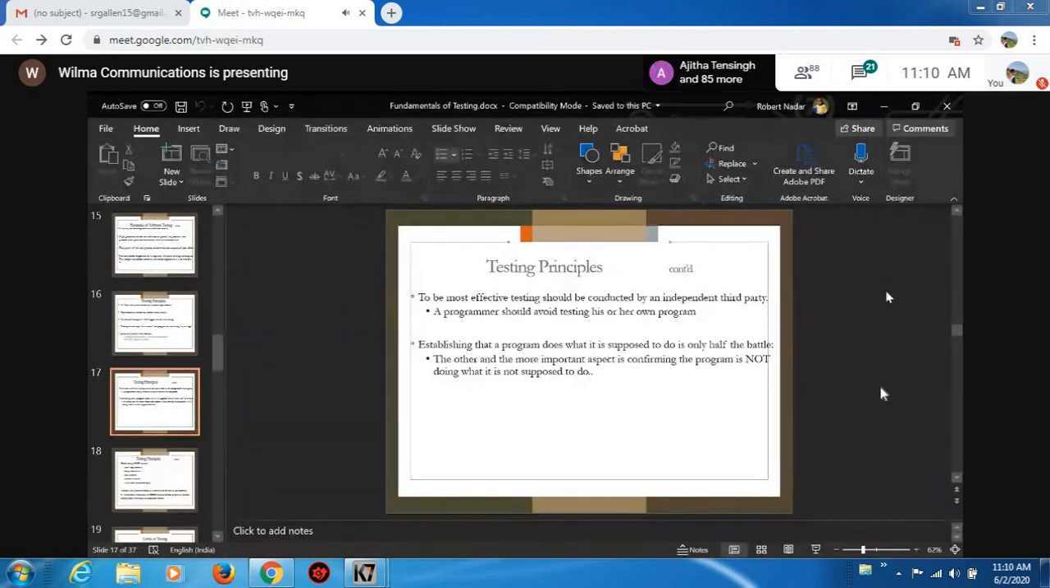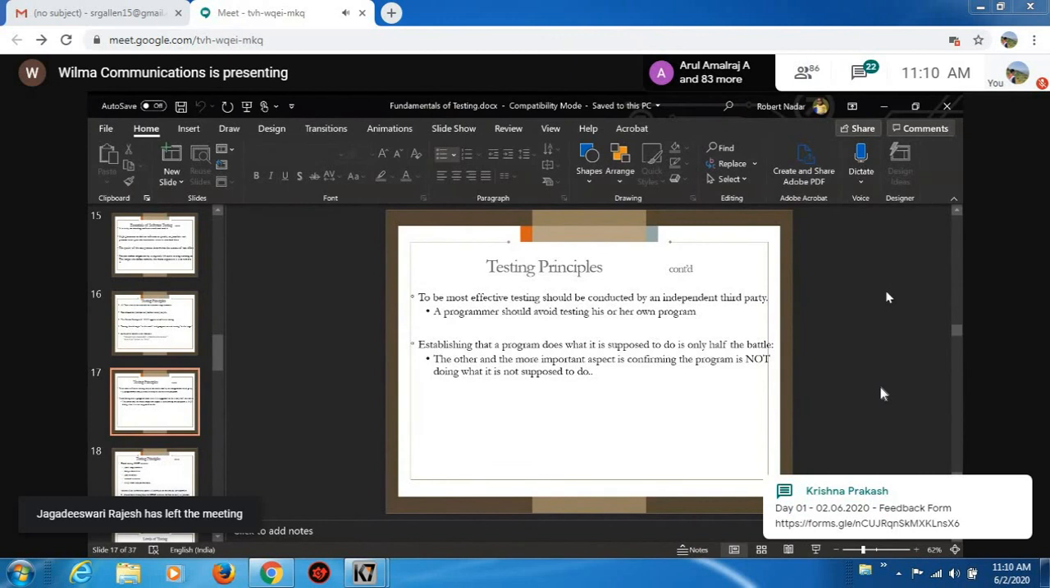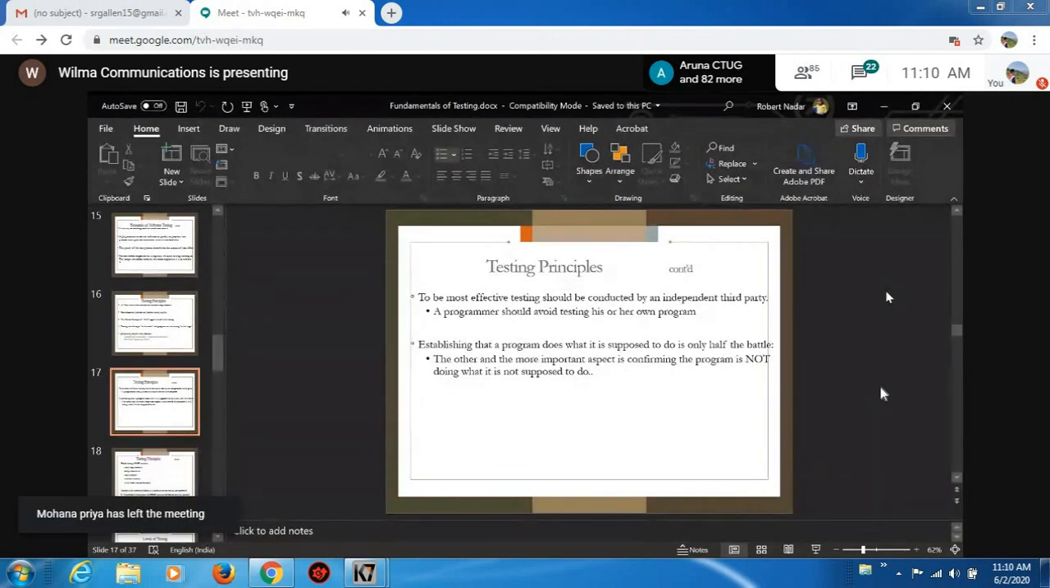Why? Because we all know, as human beings, when we make some mistake, definitely we will try to hide the mistake. Second, a programmer will have only a programmatic view. But if the product goes to testing, the tester will start testing the product from the tester's perspective, the developer's perspective, and the client's perspective. So he or she will find a larger number of defects compared to developers.